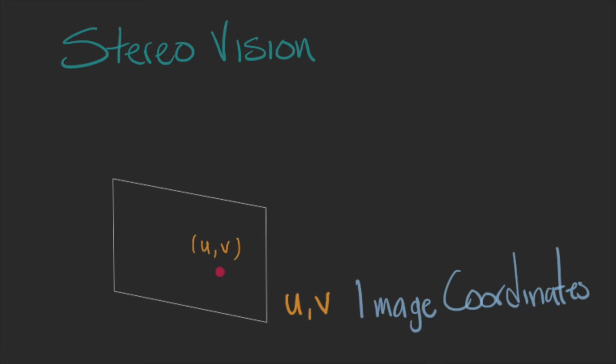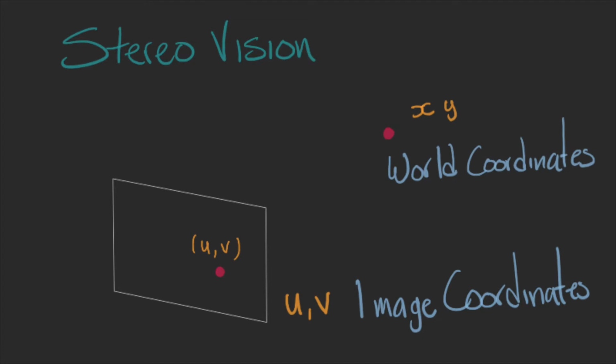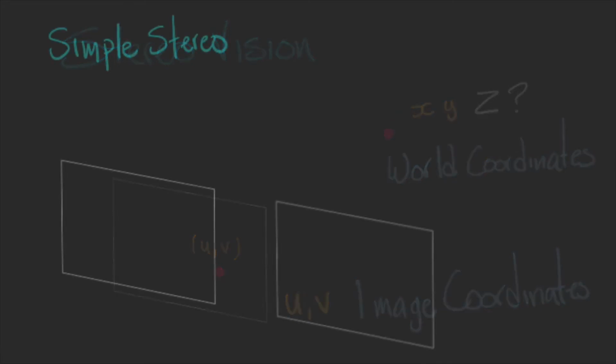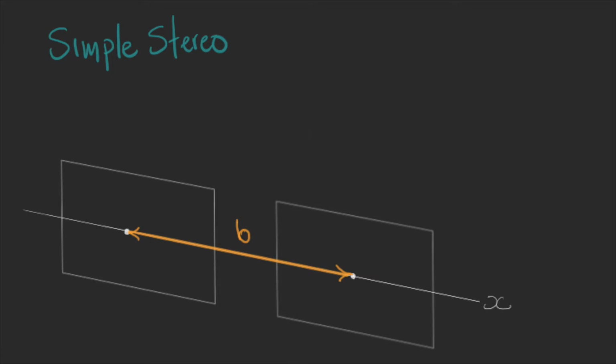In other words, we know the relationship between the image coordinates, which are U and V, and the world coordinates denoted by X and Y. But we don't have another variable in the image to find Z. In simple stereo, both cameras are aligned, and the only difference is the distance between the origins of each camera. So there's no rotation, and the translation happens only in the x-axis.